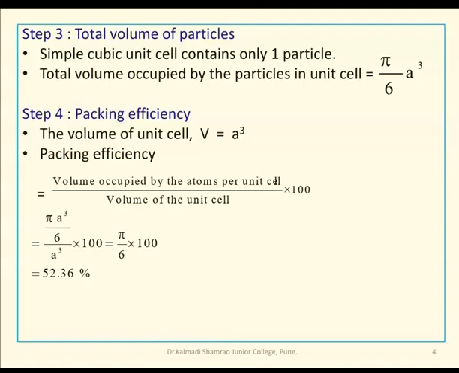Solving the equation, we get pi by 6 into 100. If we substitute the value of pi as 3.14, we get the answer for packing efficiency as 52.36%, which indicates that the volume unoccupied in the simple cubic lattice is 47.6%, which constitutes the voids or the holes.